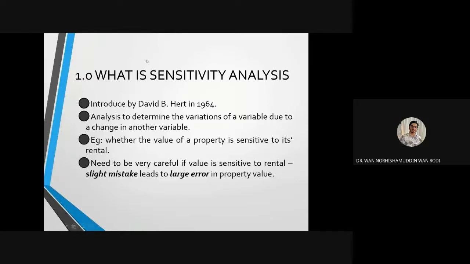If you look into the slide, it shows that sensitivity analysis, or SA, is the variation of variables. So we need to identify the variation of variables due to a change in another variable. For instance, let's say if our cost increased by $1 or 1 ringgit, what happened to our profit? Either it will increase or decrease. Logically, our profit will reduce. The amount will reduce.